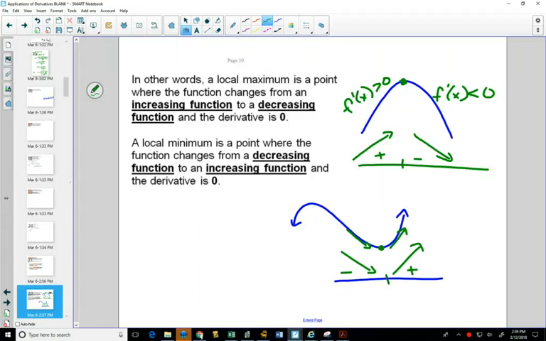So we call this the first derivative test, where you find your first derivative, set it equal to 0 to find your critical points, check where your function's increasing and decreasing, and then you can use that to tell whether things are maximums or minimums, or we'll find out, we can also use it to tell if we have stationary points of inflection.